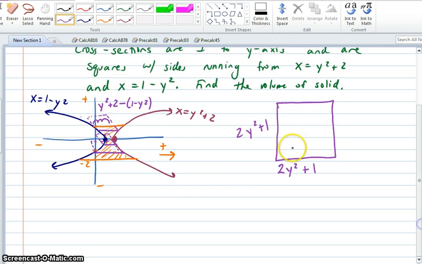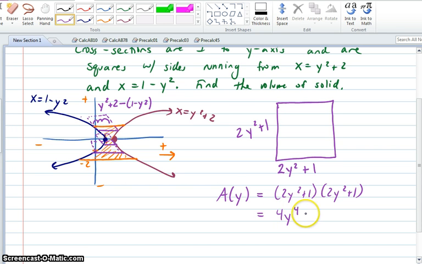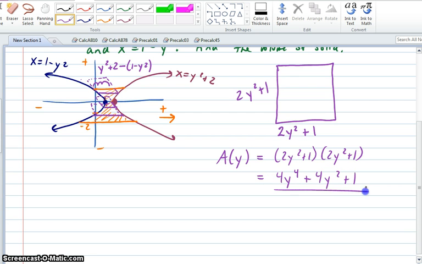So we're setting up our area formula for the cross section. It's going to be with respect to y, and it's just going to be 2y squared plus 1 times 2y squared plus 1. I would go ahead and multiply that out, so it's 4y to the 4th plus 4y squared plus 1, using FOIL, and that is our area of one cross section. So to get the volume, we're going to take the integral of the 4y to the 4th plus 4y squared plus 1 with respect to y.